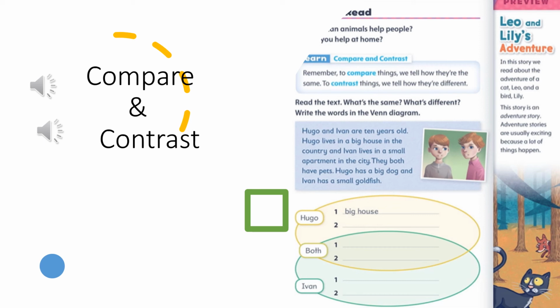Hugo and Ewan are 10 years old. So what do you think? Is this the same in both or different? Yes, same in both. So you will write down in the both column number 1, 10 years old.